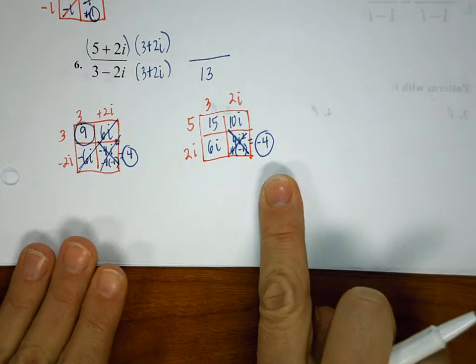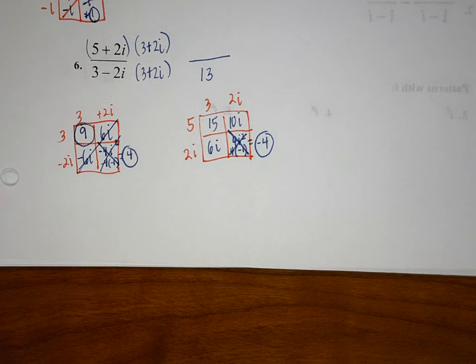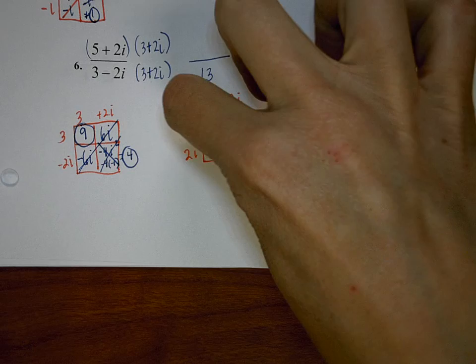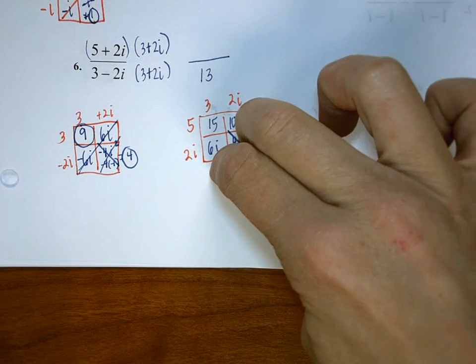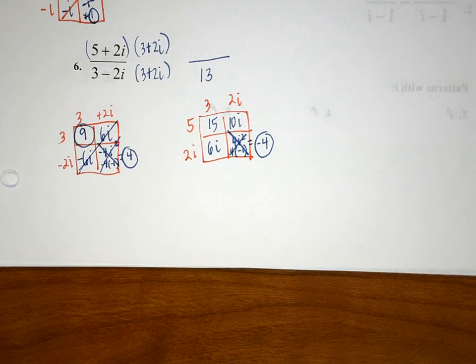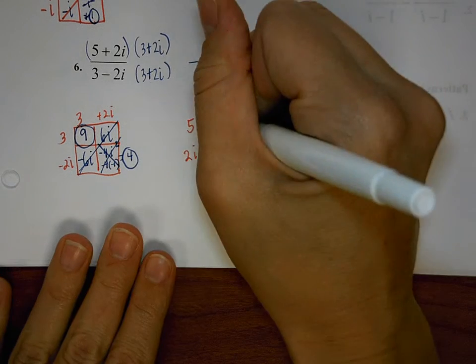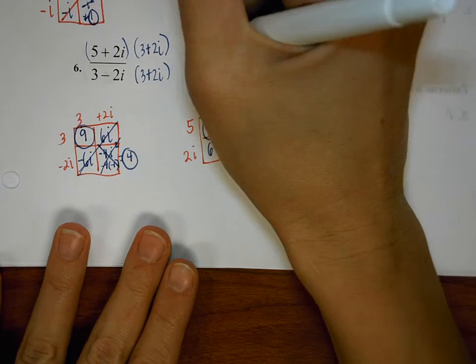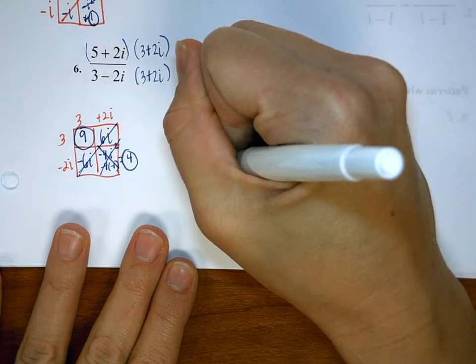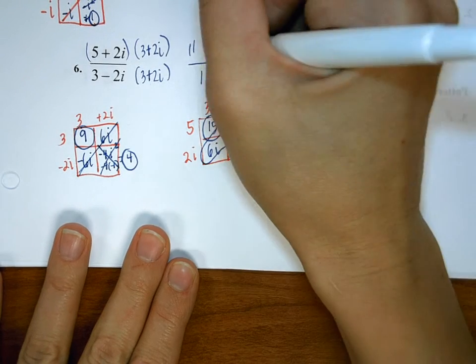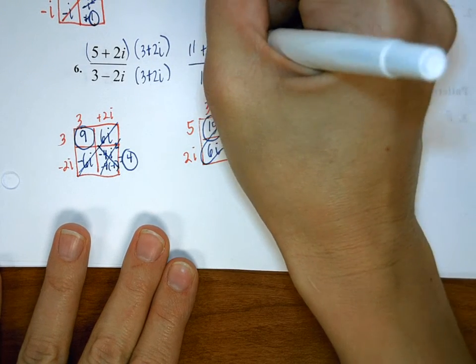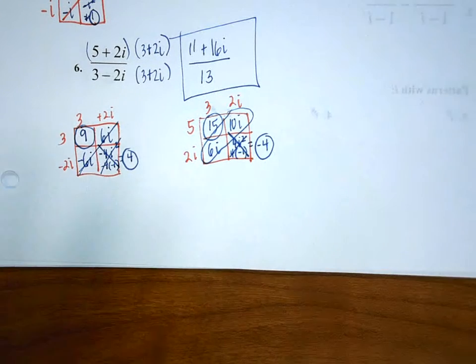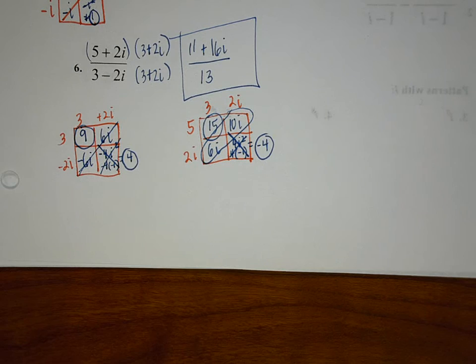When you're dealing with these i's, remember that these diagonals will match and these diagonals will match. If they don't, you've done something wrong. Okay? So I have 15 and negative 4, which makes 11. And then 10i and 6i makes 16i. And there's your answer.